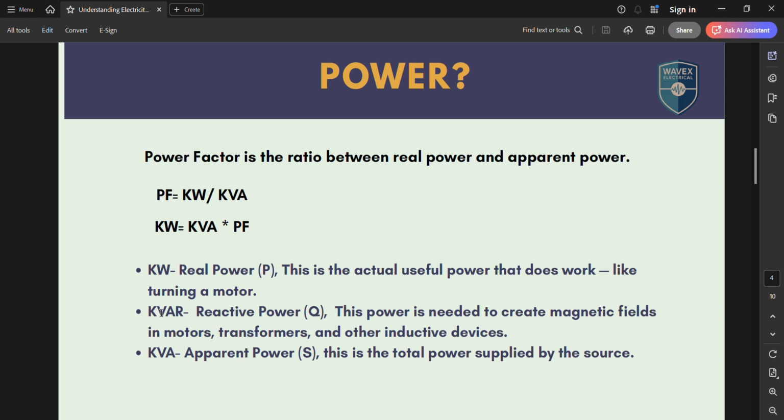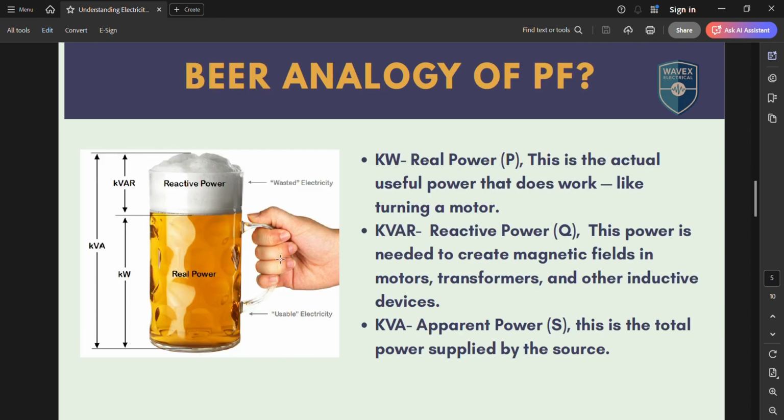That is a source. Similarly, a generator is also expressed in kVA, and a UPS is also expressed in kVA, because those are power sources, and it is expressed in apparent power, not in kW or real power. Okay, how to understand this? We use the beer analogy of power factor.